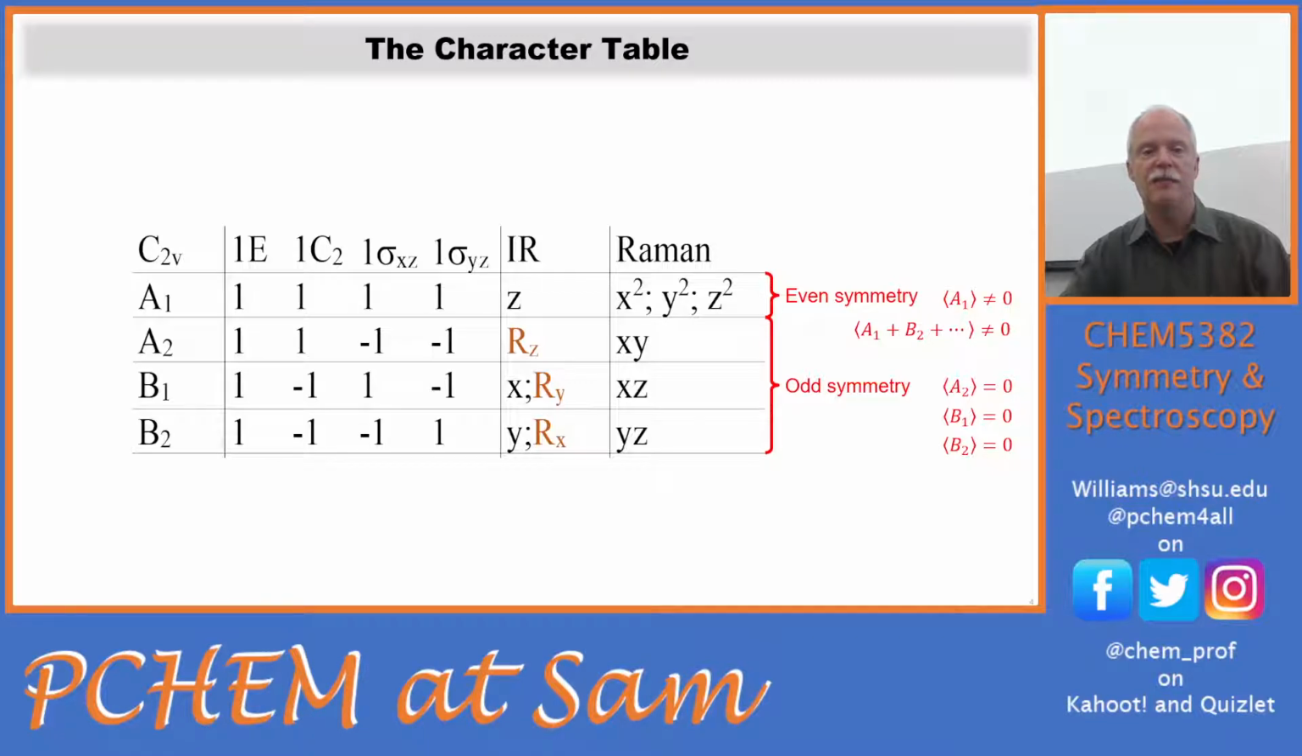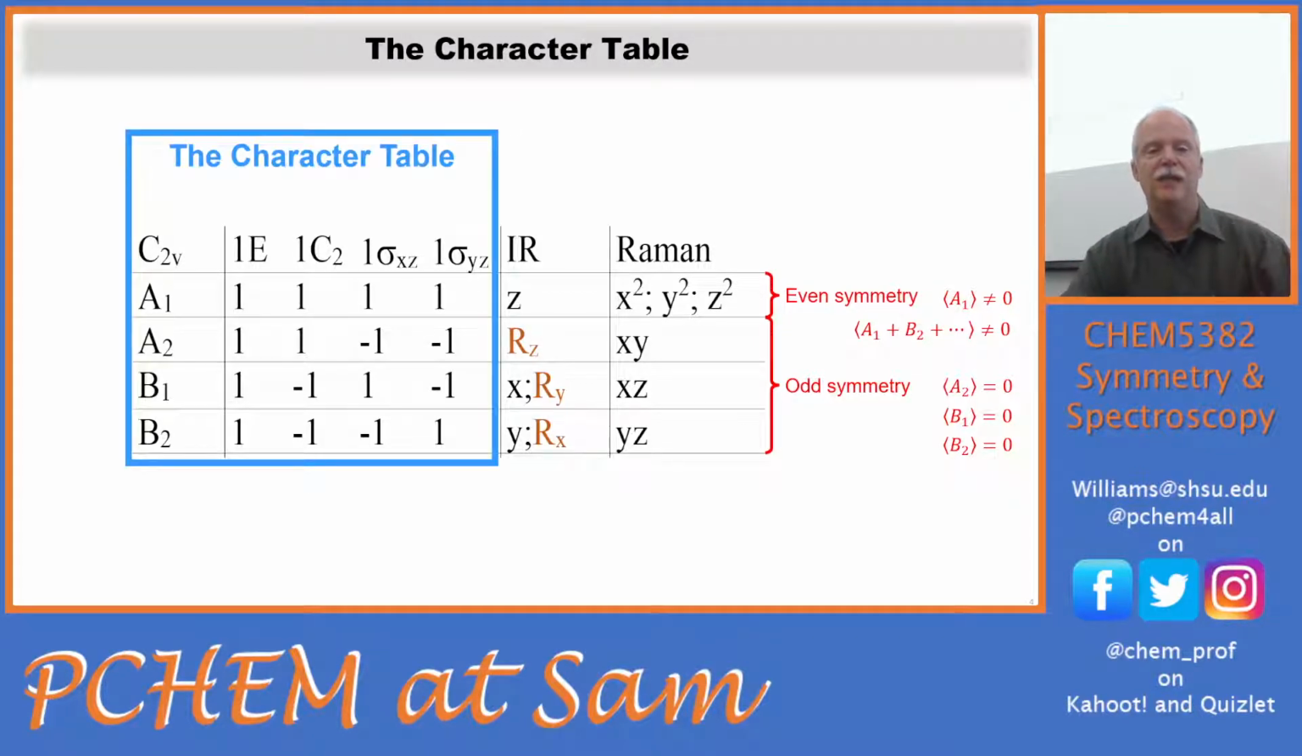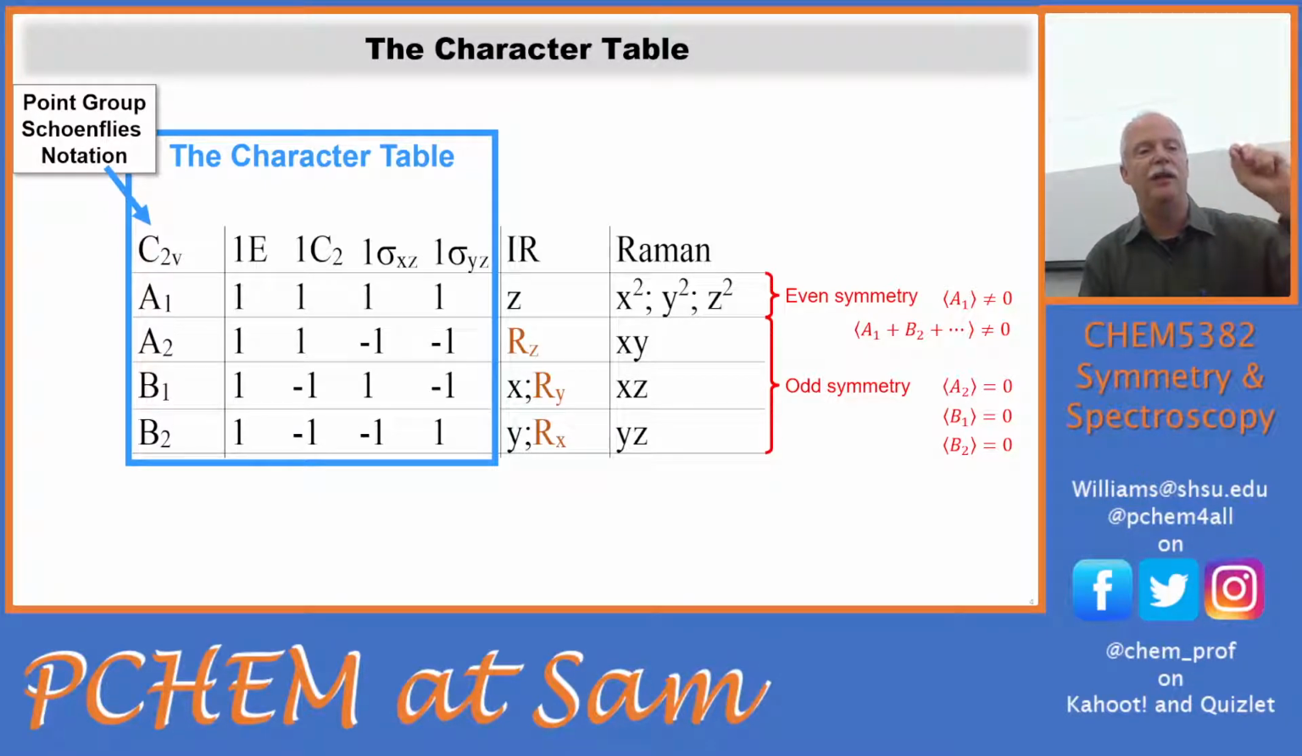So let's dive into this character table of water. So this that's surrounded in blue is actually the character table. These things over on the right-hand side are just extra bits of information that are helpful to have. There's a character table for every Schoenflies notation, or for every point group. And you can look at the character tables that you have in front of you. Notice when you determine the point group of the molecule, now you know the character table.